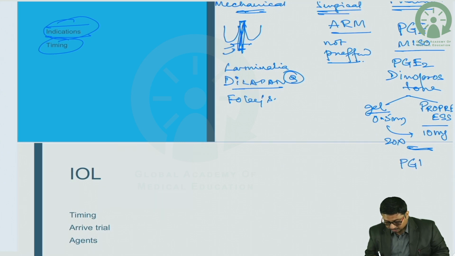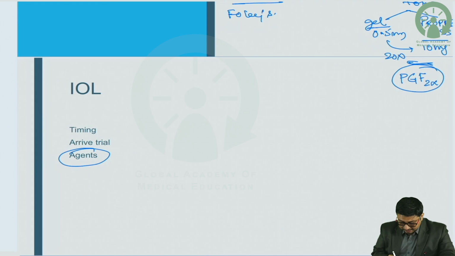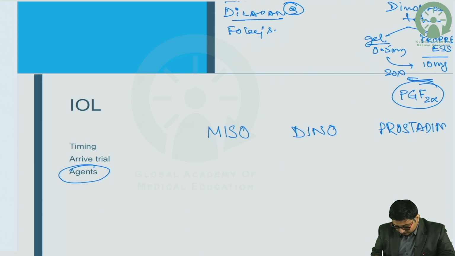Not for induction of labor, just for completion's sake, I'm talking about the third prostaglandin, which is PGF2 alpha. So let us discuss the agents now. If I make a chart: miso, dino, and prostadine. Prostadine is also known as carboprost. It is not used for induction of labor and is used for PPH control and second trimester abortions. So, effect on cervix.